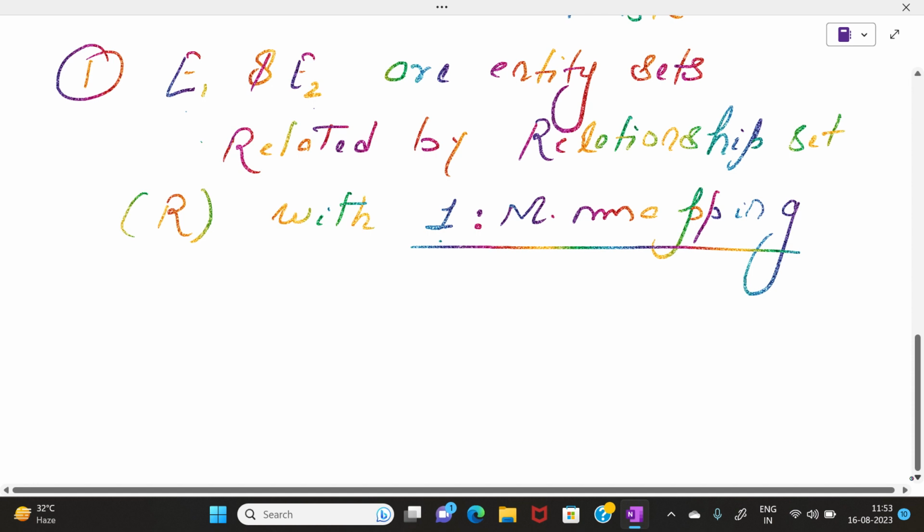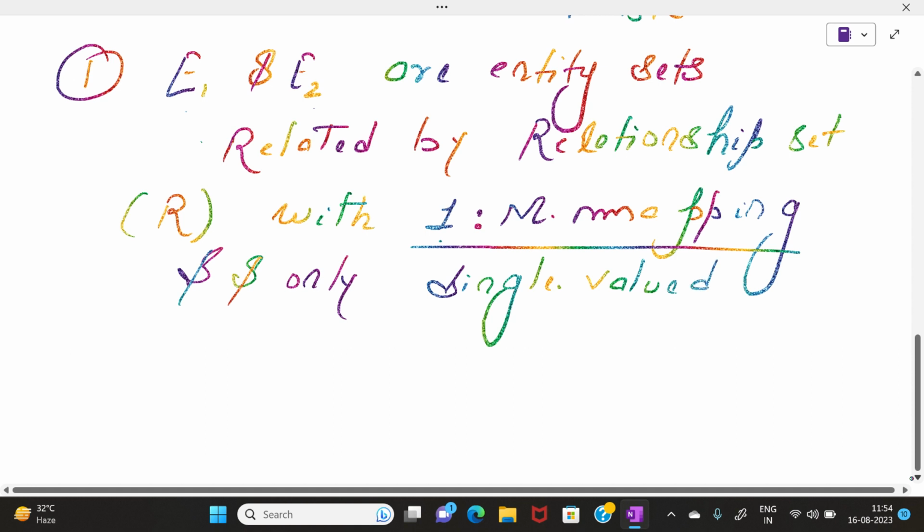We'll see it with the diagram. And there are only single valued attributes. This is very important: only single valued attributes, so the value would be single. We have already seen that an attribute can be multi-valued, for example phone number. One entity can have the attribute phone number as 2 or 3 or maybe 4, so that is a multi-valued attribute, but the name would be only one, so it is a single valued attribute. So this is the ER diagram model we are given.